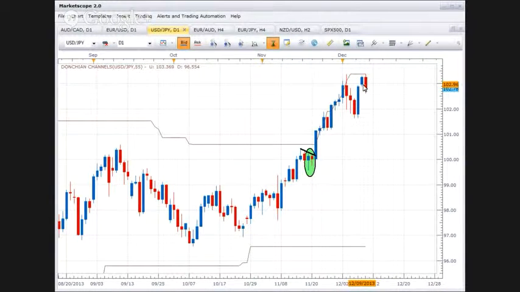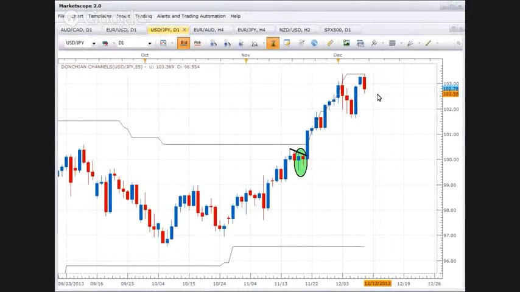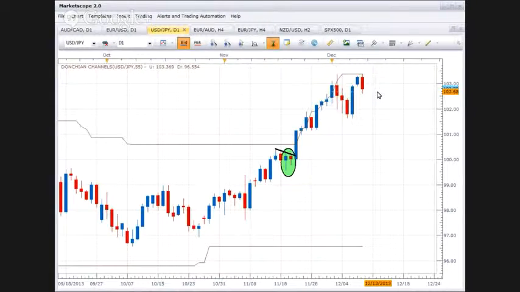So with that being said, because this is massive resistance at 103.75, I would expect that there's probably going to be some type of deeper retracement coming. But that doesn't mean that this uptrend is over. A deeper retracement just means it's going to be an opportunity for you to get in at a much lower price.